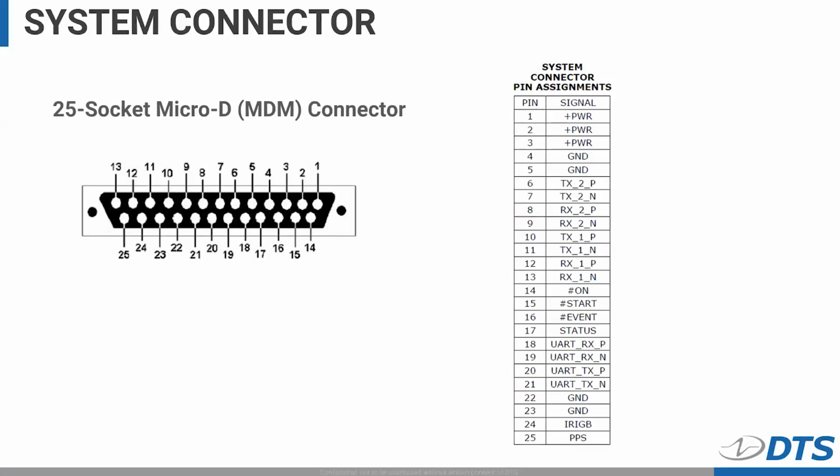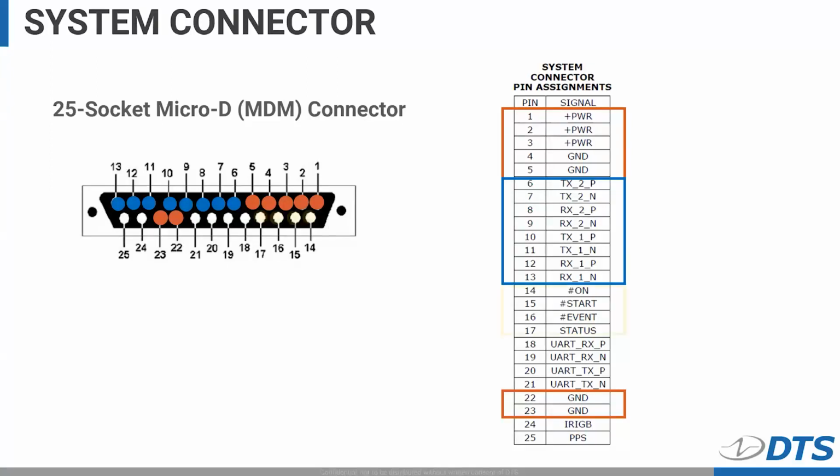Taking a look at the system connector, you see that we use a 25-socket MDM. You've got dedicated pins for both power and ground. Connection for Ethernet to each of the 2 ports. There's hard connections for what we call our onboard recording functions. So start record, on signals, status, and event. And then we also have support for your serial inputs. So your IRIG-B time source, your NMEA GPS input, and PPS.